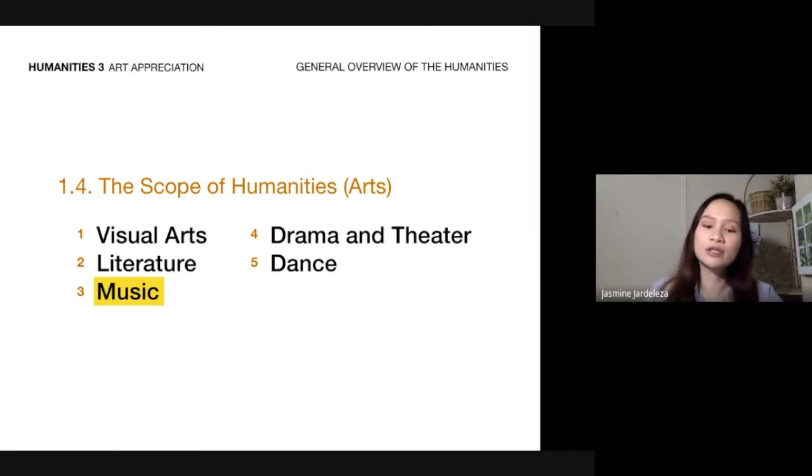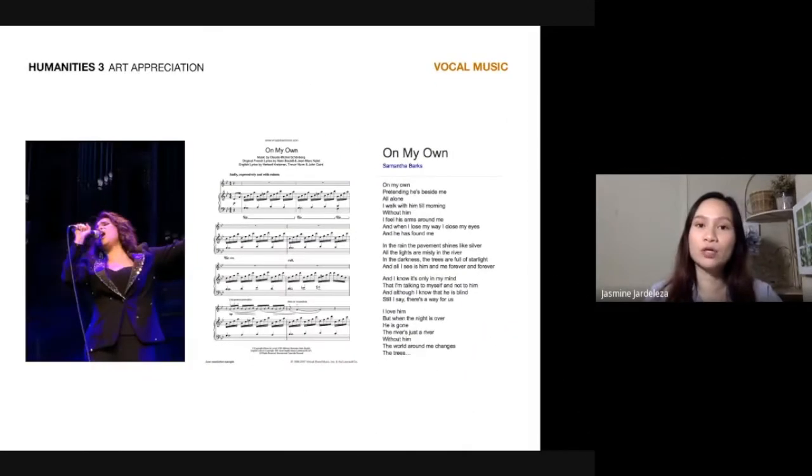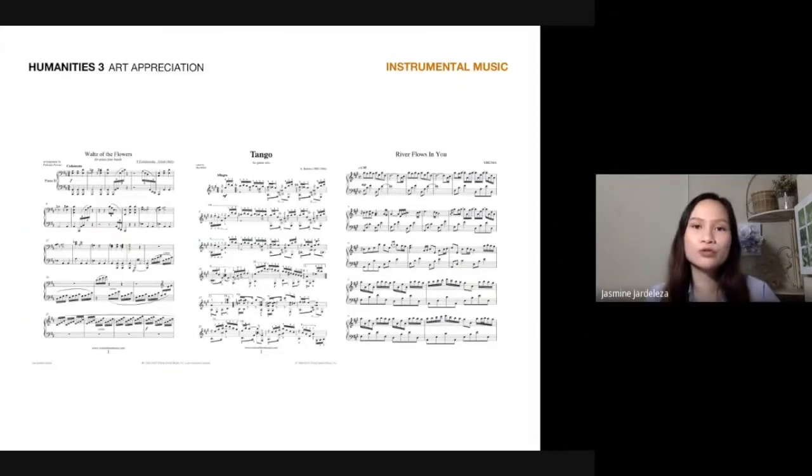Under music, we have vocal music. Vocal music is composed primarily to be sung. The voice or voices are generally accompanied by one or more instruments. There are also forms of music that are not sung, such as instrumental music.